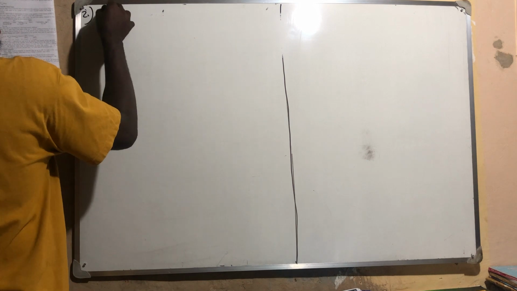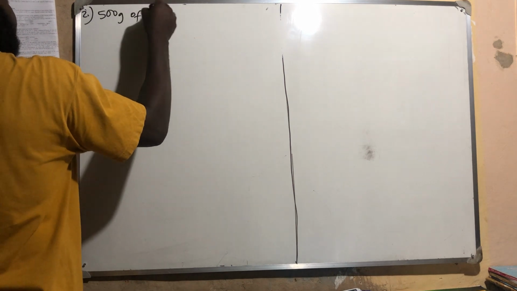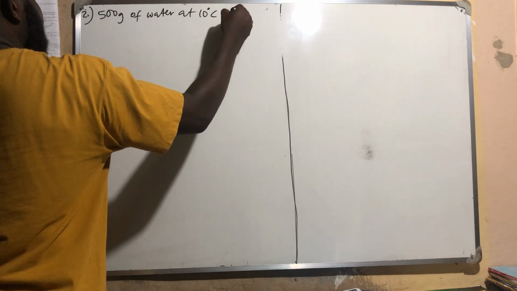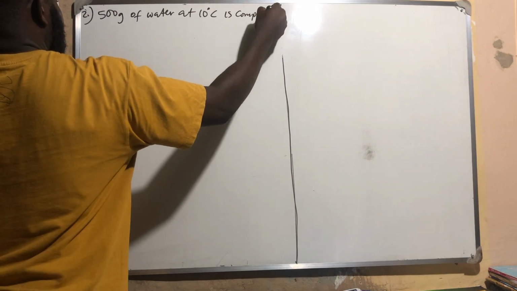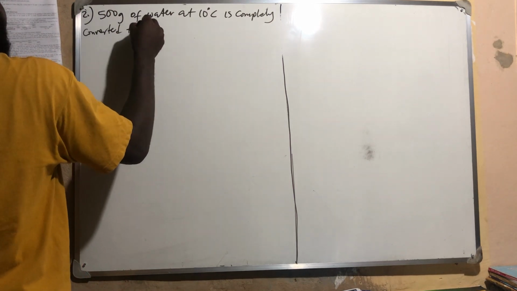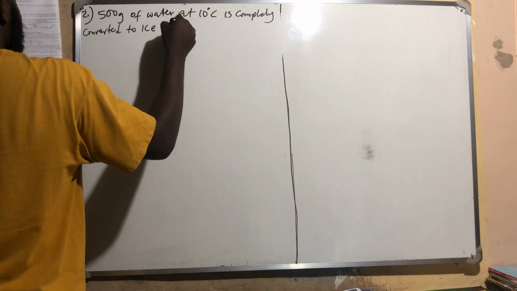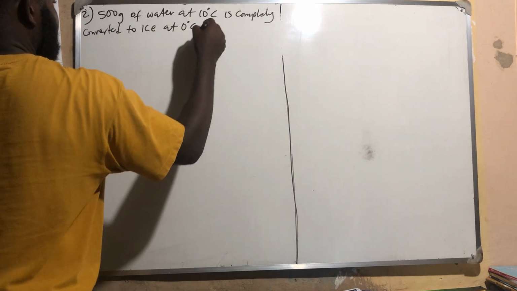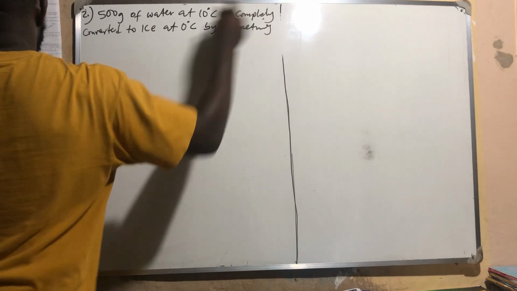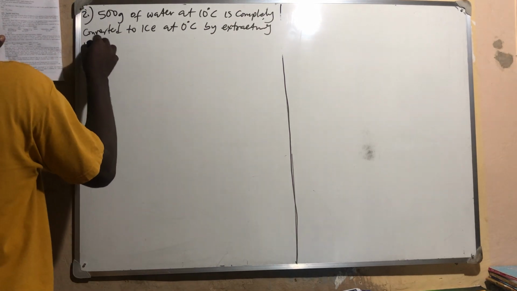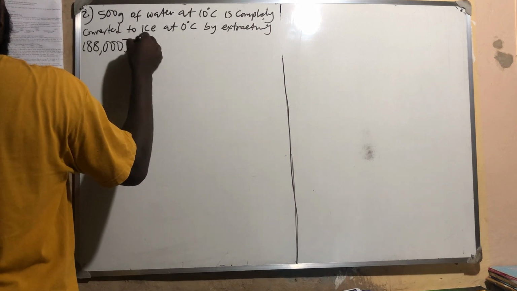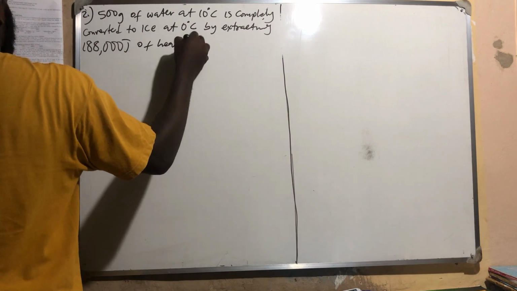Question number 2, very simple. Question number 2 says 500 gram of water at 10 degrees Celsius is completely converted to ice at 0 degrees Celsius by extracting 188,000 joules of heat from it.